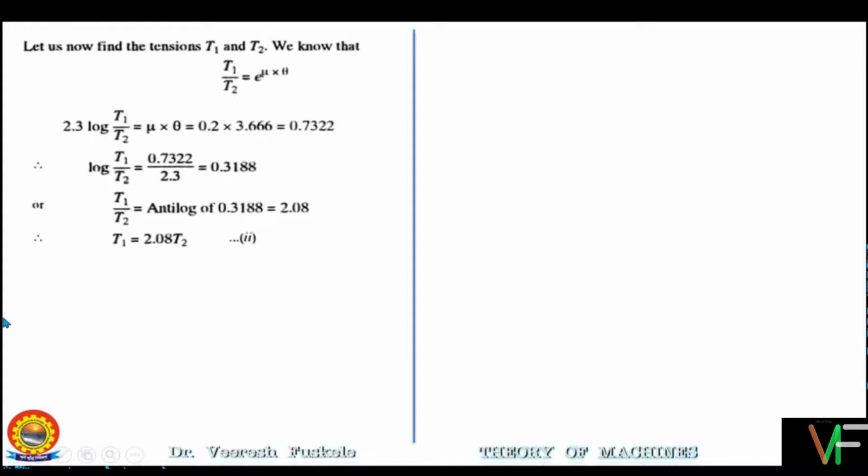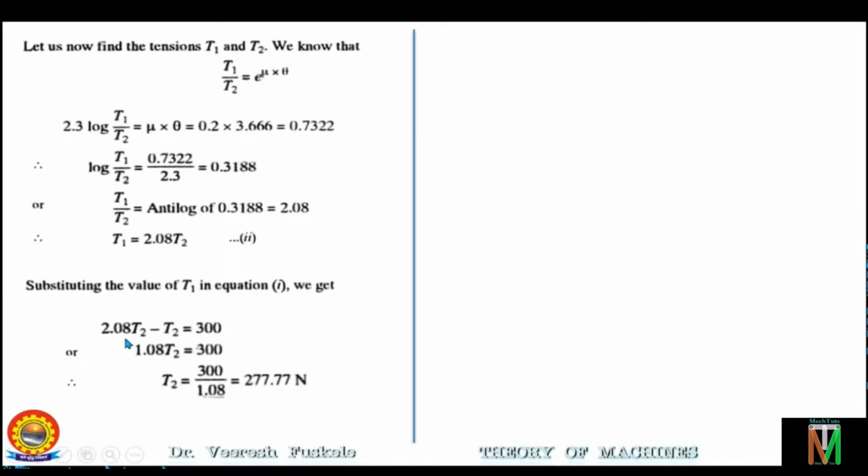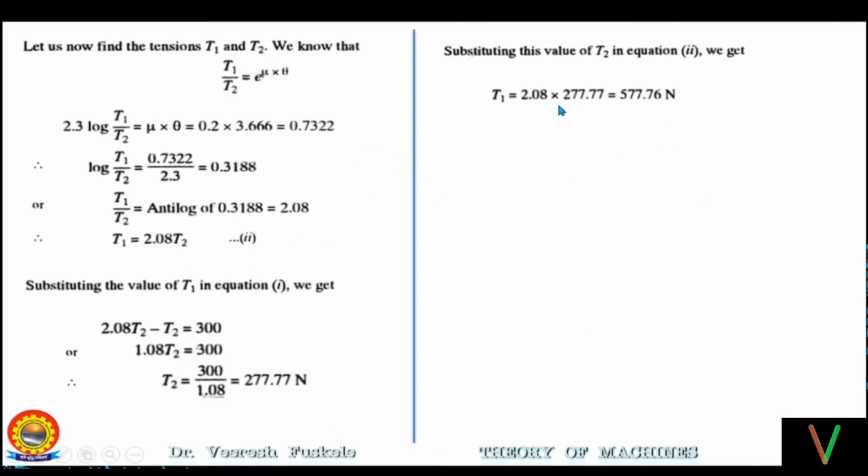Now substituting the value of T1 in equation 1, we get 2.08 T2 minus T2 is equal to 300. This gives us T2 is equal to 277.77 Newtons. Further, substituting the value of T2 in equation 2, we get T1 is equal to 2.08 multiplied by 277.77, that is T1 will be equal to 577.76 Newton.